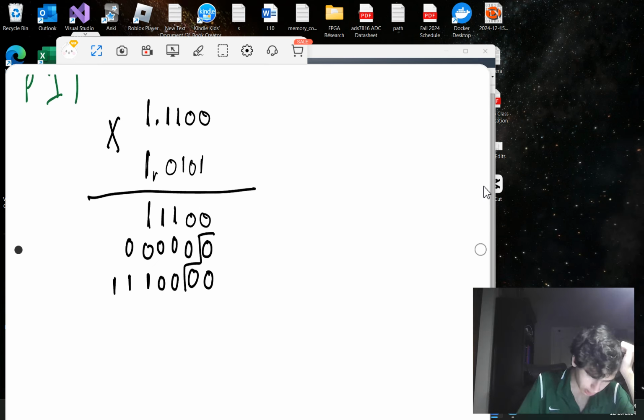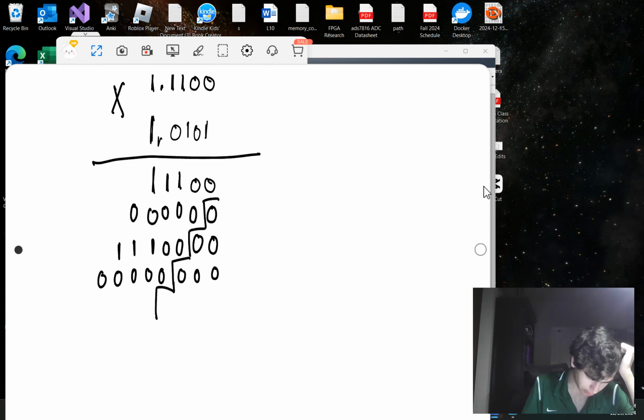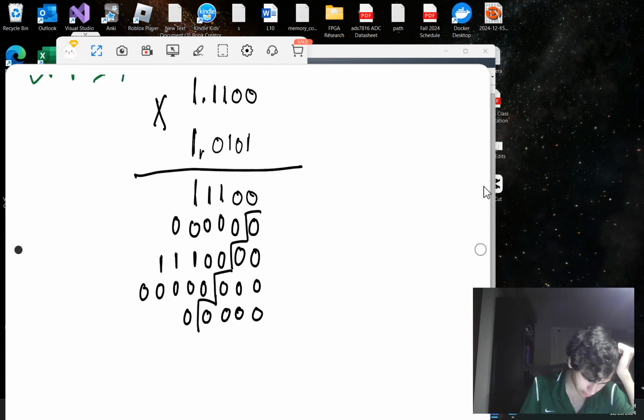So then the next one is 0. So then that means it's going to be, oh, no, there's 3 placeholders. And because it's 0, there's next row, last one, 4 placeholders, and then we copy it. Now we just need to add everything up.